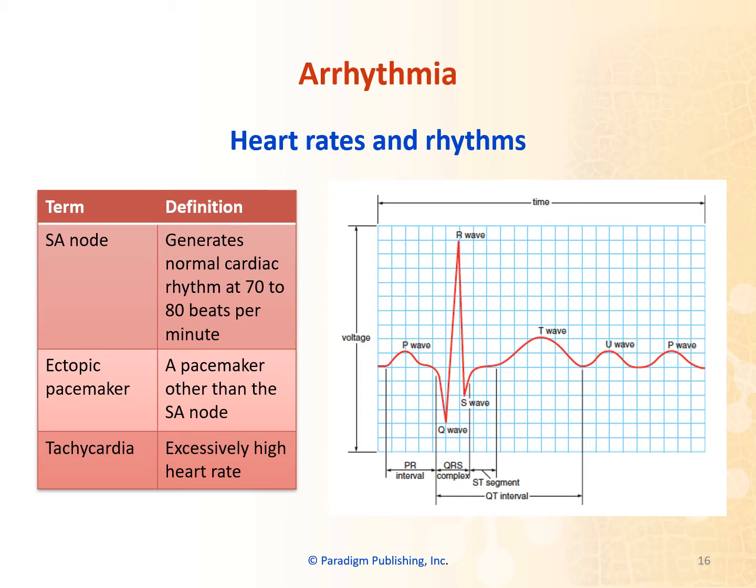Arrhythmias alter your heart rate and rhythm. There are different terms that you should recognize. The SA node generates normal cardiac rhythm at 70 to 80 beats per minute. The ectopic pacemaker is a pacemaker other than the SA node, and tachycardia is an excessively high heart rate.